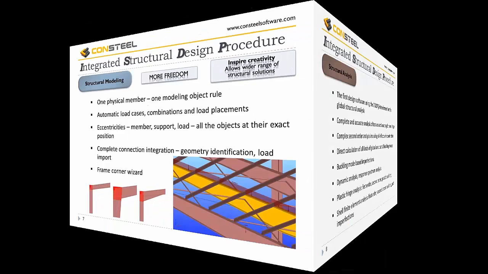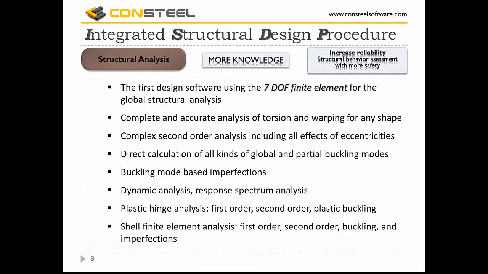So the second phase is structure analysis. The most important thing is that ConSteel is the first design software using the 7 degree of freedom finite element for the global structural analysis. So all types of analysis, first order, second order, dynamic, buckling, are performed using this special finite element for steel members. Of course it is available in other software products, but not for the global structural analysis. We use it from the very beginning for the whole global structure analysis.